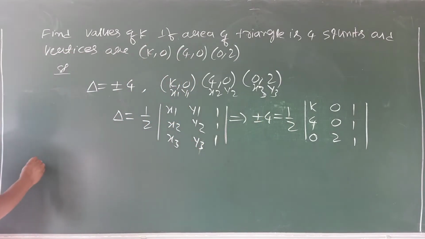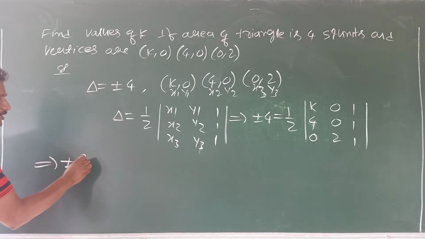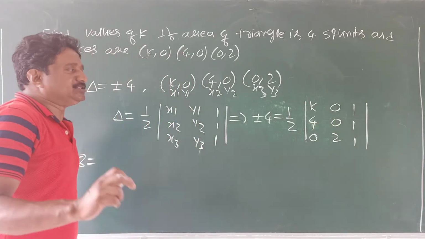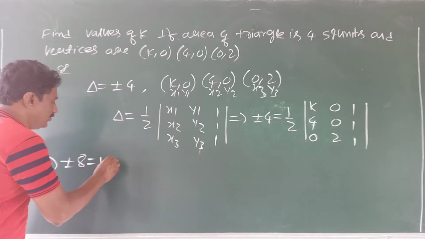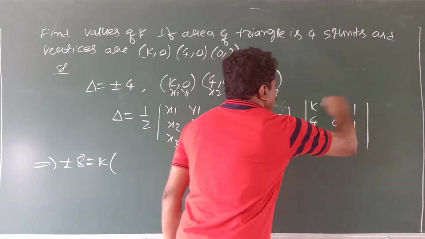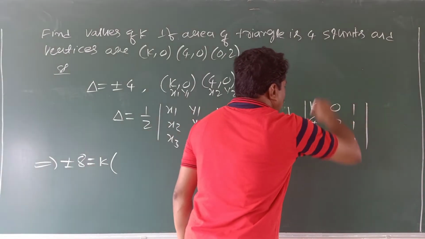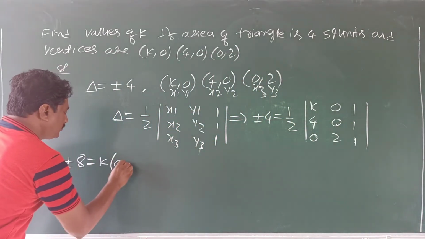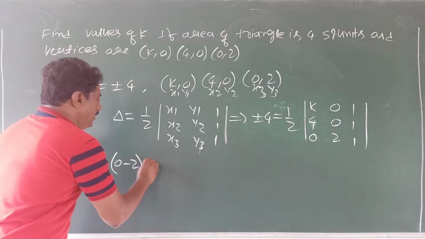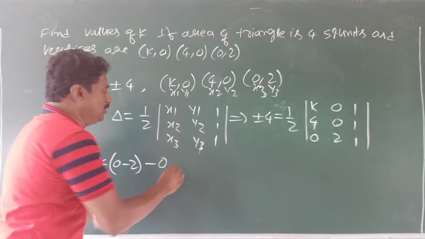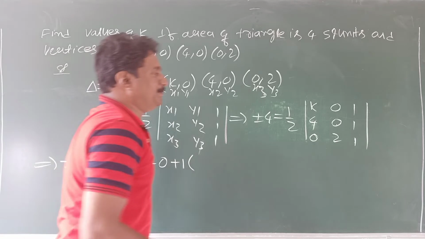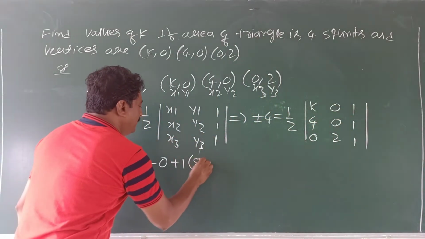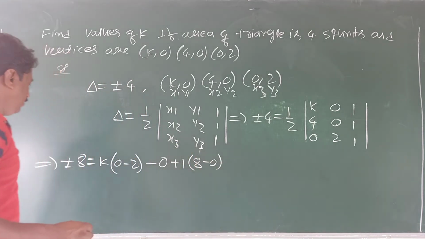That implies plus or minus 8 is equal to the expansion of this determinant. You learnt expanding very well. k into: leave this row and this column, find the determinant of the remaining: 0 minus 2. Next, minus 0 into anything is 0. Plus 1 into: leave that row and column, 4 into 2 is 8, minus 0. Right? I hope you are understanding.